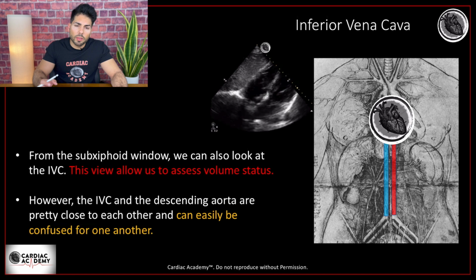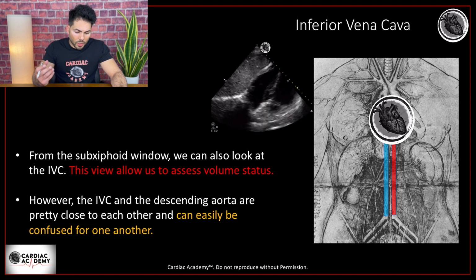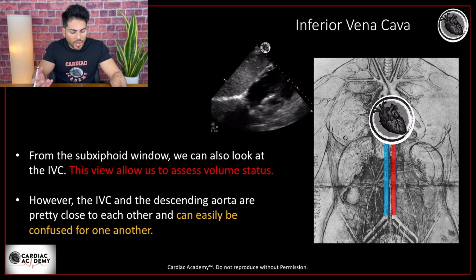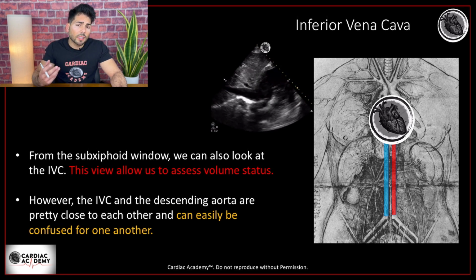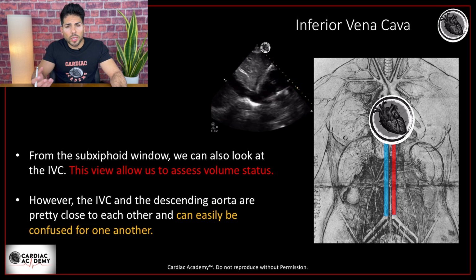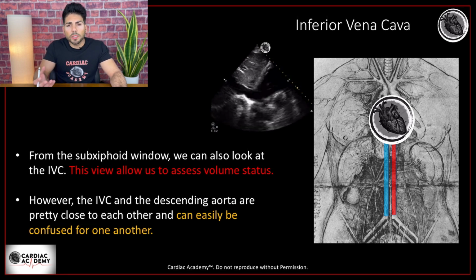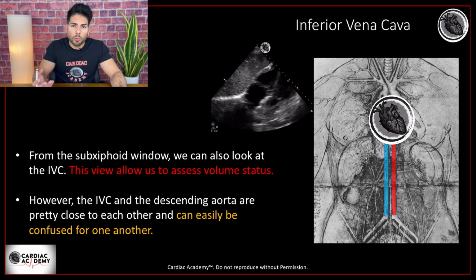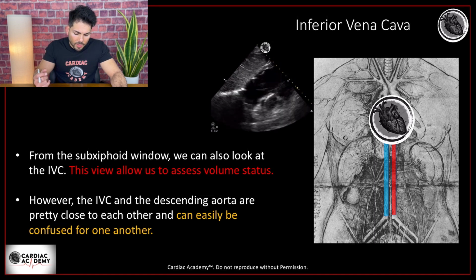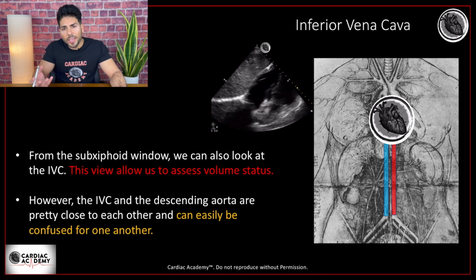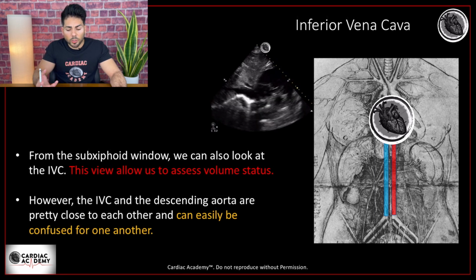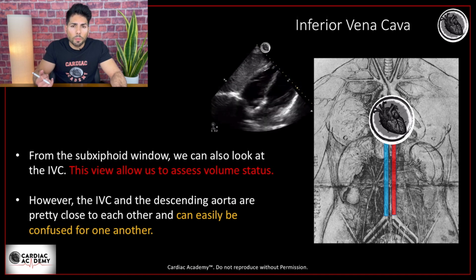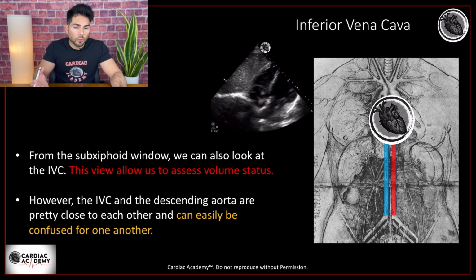All right, so the inferior vena cava. So in the subxiphoid view, we can also access the inferior vena cava, the IVC. Okay, this allows us to assess volume status, but also can help us identify increased right ventricular pressure and right atrial pressures. Okay, it's very easy to confuse the aorta for the IVC because they're so close to each other. So we need to use appropriate technique for that not to happen.